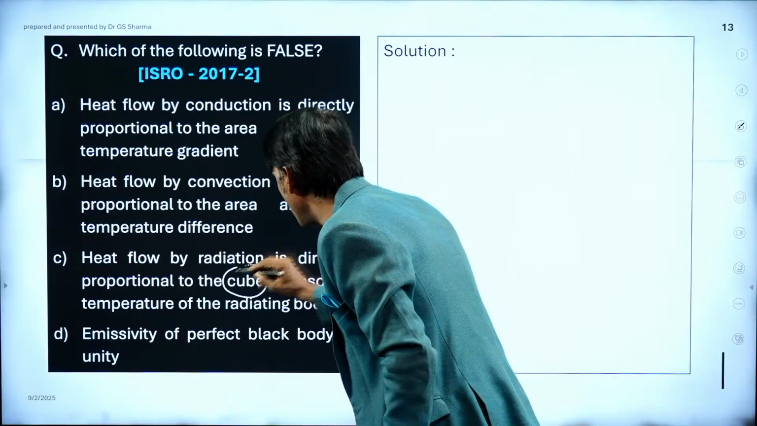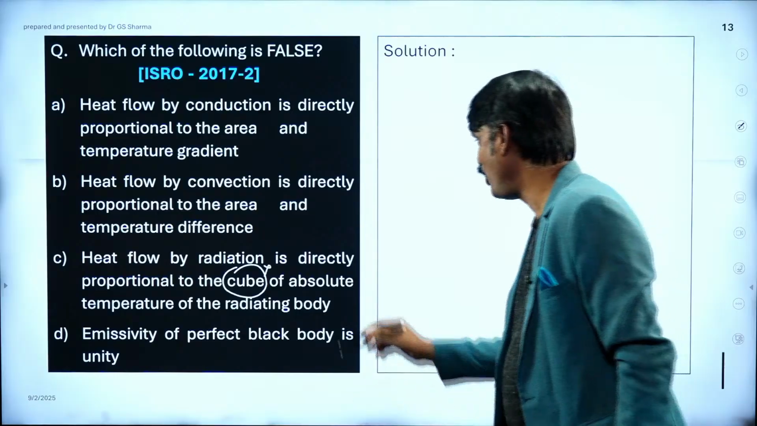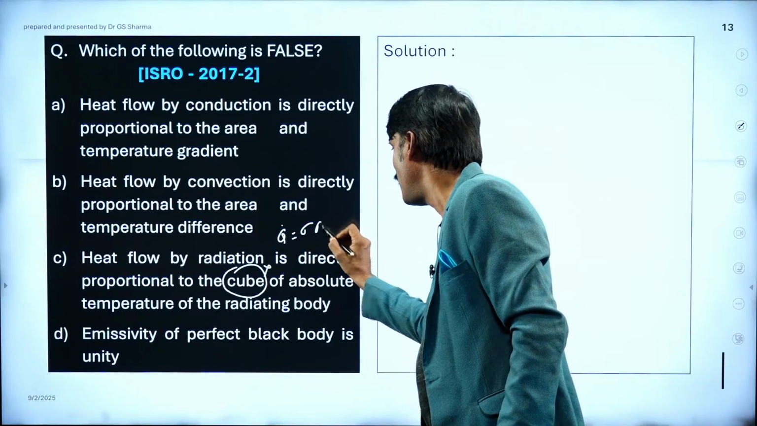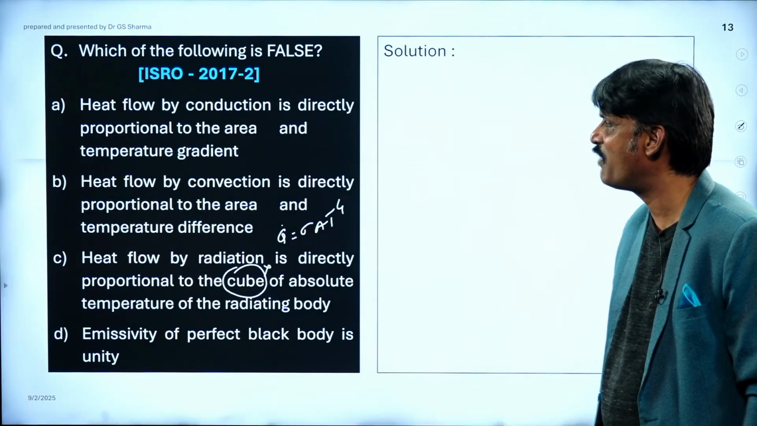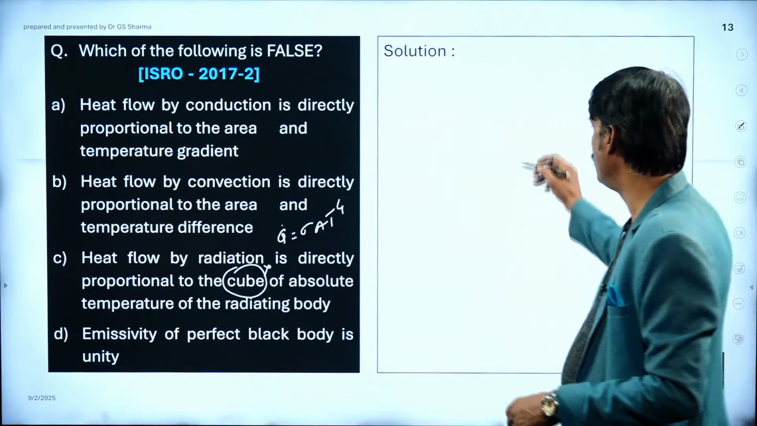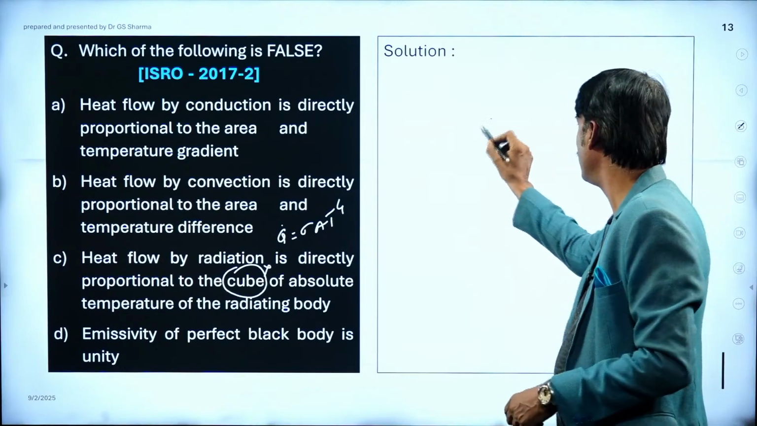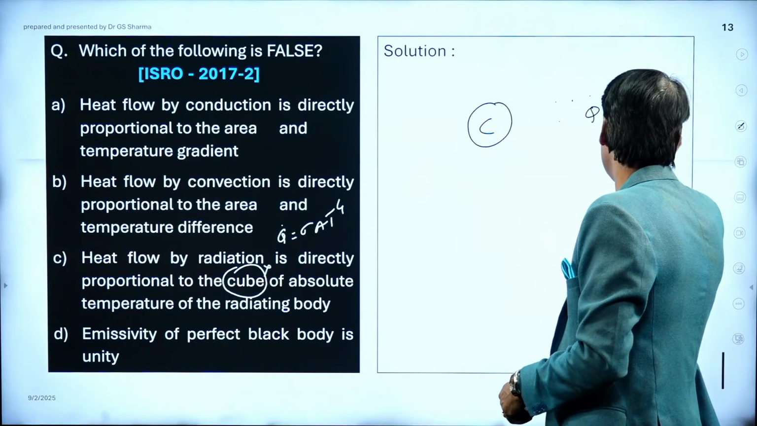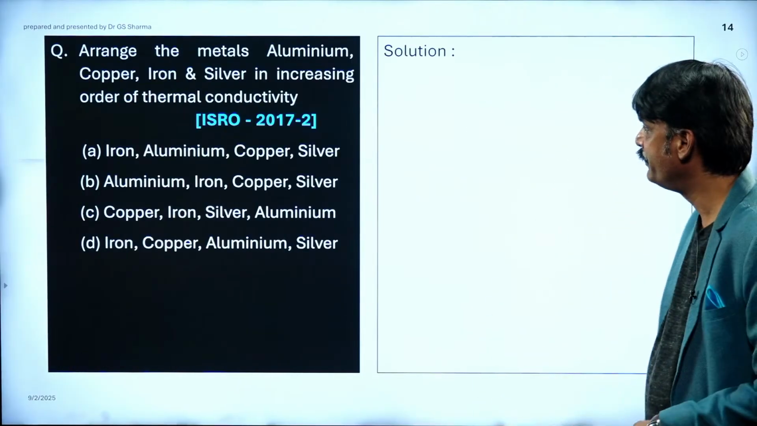This is wrong, because Stefan-Boltzmann law says for a black body, your emissive power or Q dot is equal to sigma A T power 4. It is fourth. Emissivity of a perfect black body is unity. Correct, absolutely. A, B and D are correct. C is wrong. So C is the false statement, since Q dot is equal to sigma A s temperature raised to the 4th power.